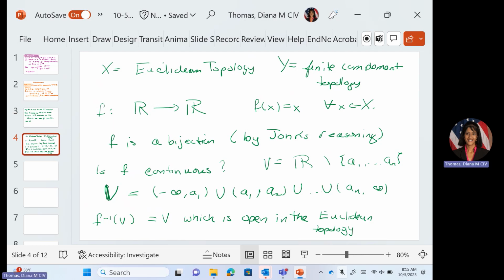Right. So I'll put that on the next slide, but F inverse of V is just V again, right? F inverse of x is x. And V is a union of open sets, which is open in the Euclidean topology. So the inverse image is open in X. John, this is because F of x is x, right? Yeah, I'm using F of x as x.